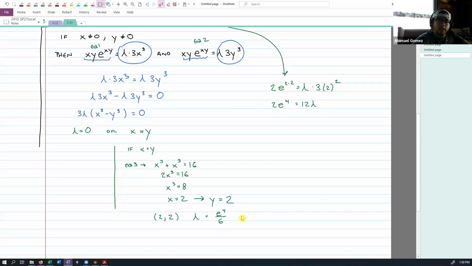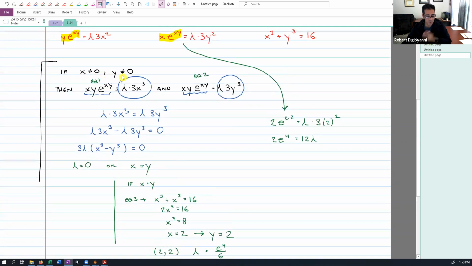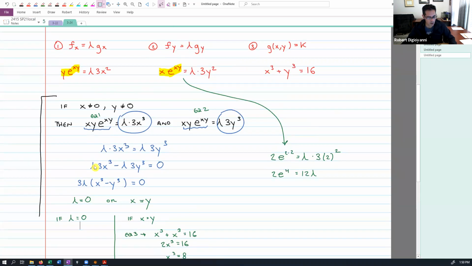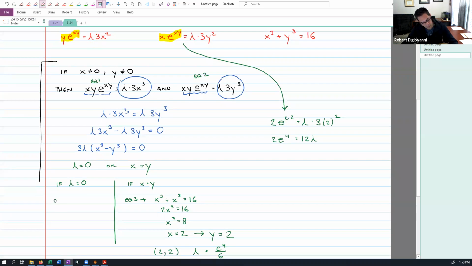You have to test if x and y are. Yeah, so this was saying x wasn't 0 and y wasn't 0, right? That's what that was saying. Now, before I get to that, didn't we still need to look at what happens when lambda is 0? So what if lambda is 0? Let's go back up and look at equation 1. What would equation 1 tell you? Equation 1 would say that y e to the xy must be equal to what? If lambda is 0.